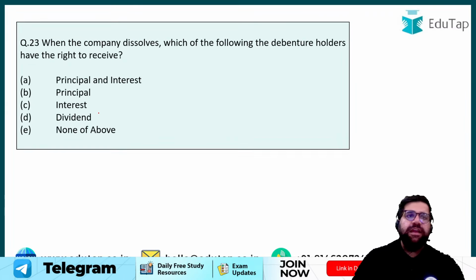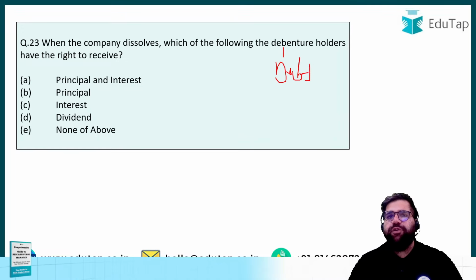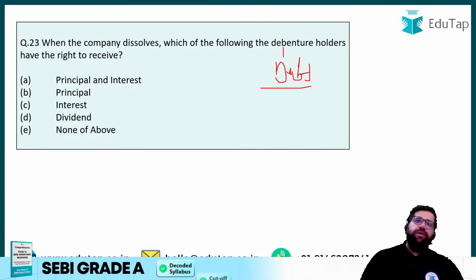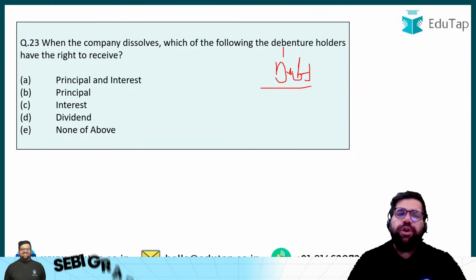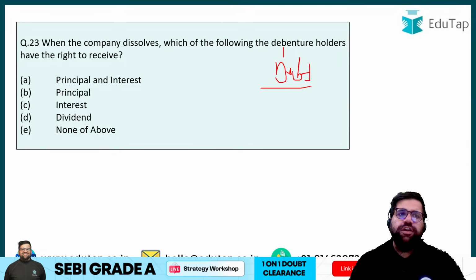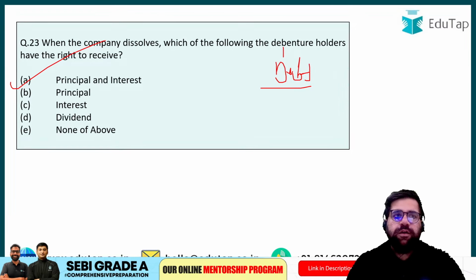Very good, Rishi. Now moving to question number 23. When the company dissolves, which of the following do debenture holders have the right to receive? Debenture holders are basically the people who have given you debt, right? This is borrowing, and on every borrowing do you return dividend? No, right? Dividend is the return on shares. On every borrowing you return the principal and interest. So the classic example over here is option number A, right?